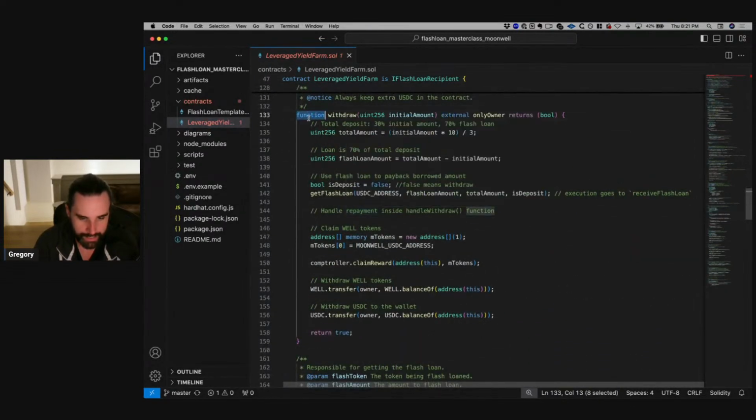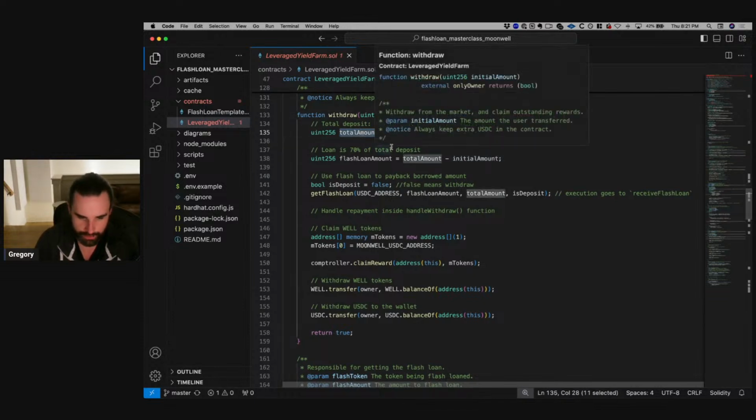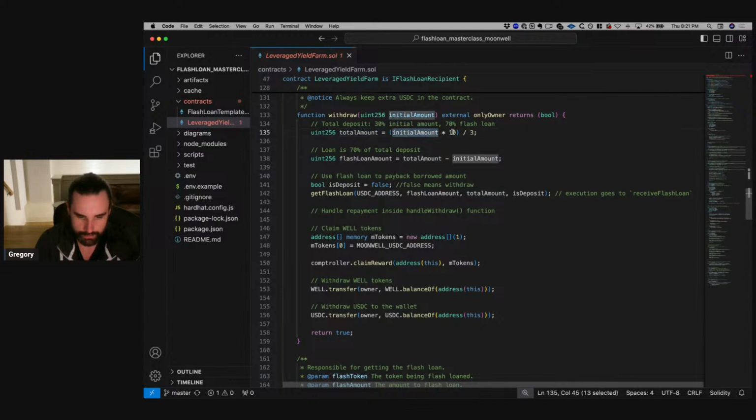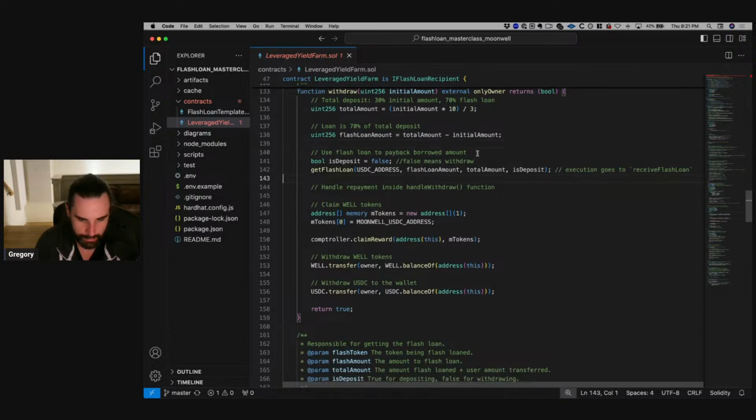So we pass in the initial amount. So let's say it's 30. Okay. We calculate total amount just like we did in deposit. Okay. Initial amount times 10 divided by 3 is 30%. Flash loan amount is total amount, 100 minus initial amount. Okay. And then we use the flash loan to pay back the borrowed amount. So is deposit is false. Okay. We do get flash loan.